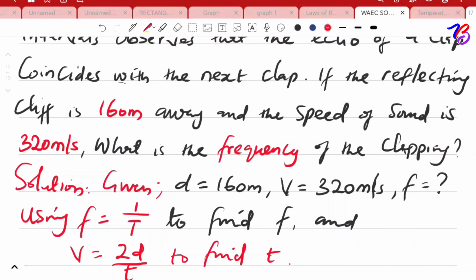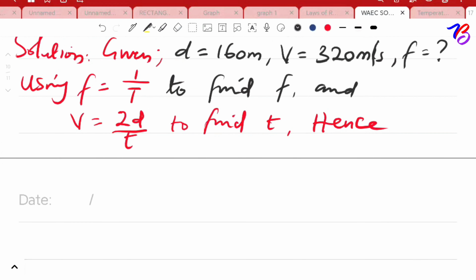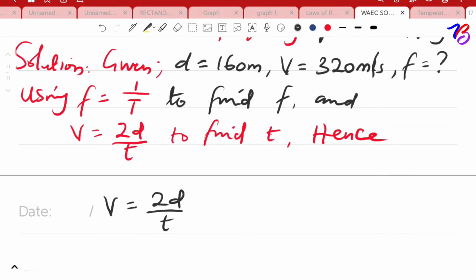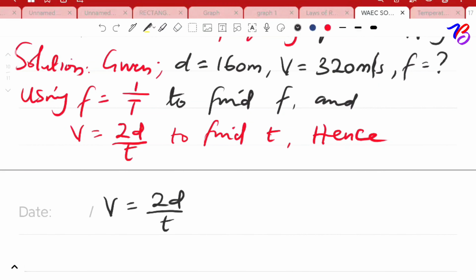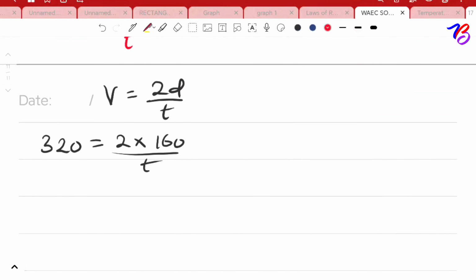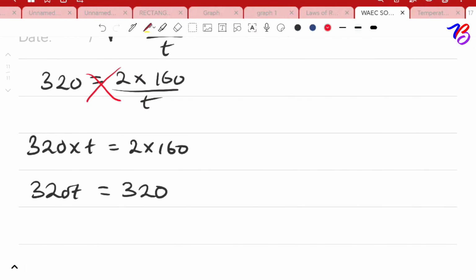So let's begin now. We'll now use V is equal to 2D over T to begin to solve this. So let's do that properly now. V is equal to 2D over T, so by substitution, our V is given to be 320. 320 is equal to 2 multiplied by our D, which is 160, over T. I hope you are following. So from here we can cross multiply, so that we now have 320 multiplied by T is equal to 2 times 160. So 320T is equal to 2 multiplied by 160, which gives us 320. So 320T is equal to 320.